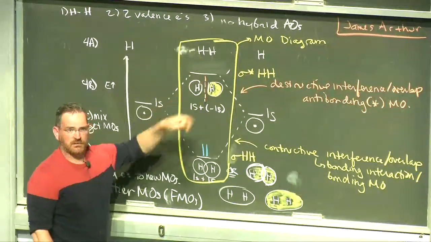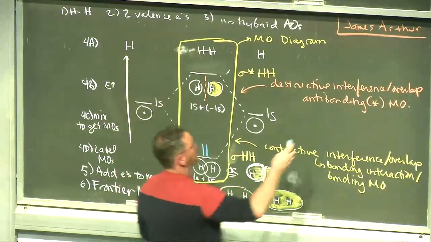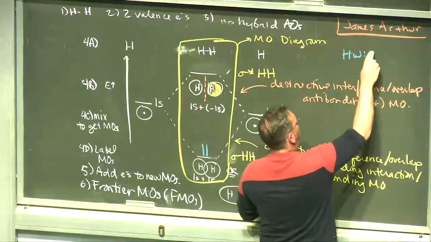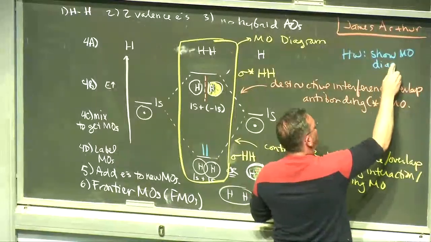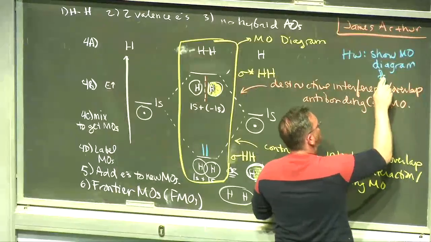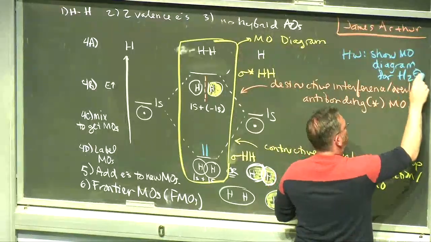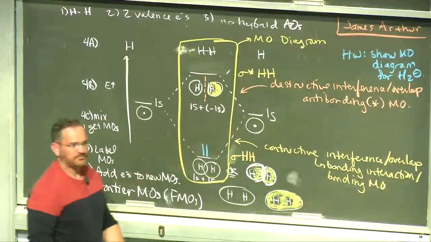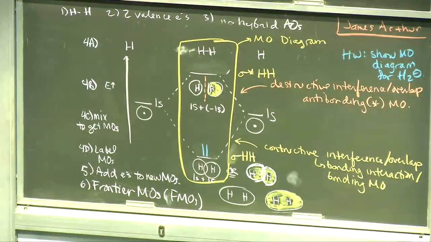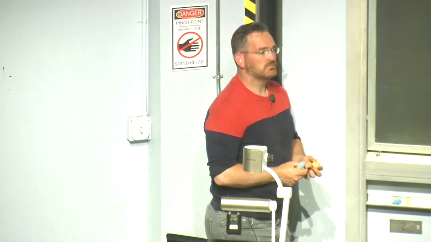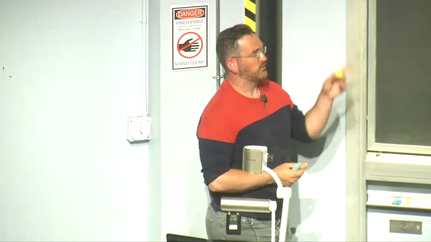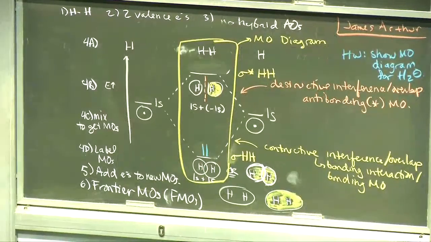All right? So for homework, show the MO diagram for the molecule H2 minus. Do you have to put the box around it? No. You don't have to put that big old yellow box. That's just me cluing you in, like, this is the new stuff, this is the part we're dealing with.